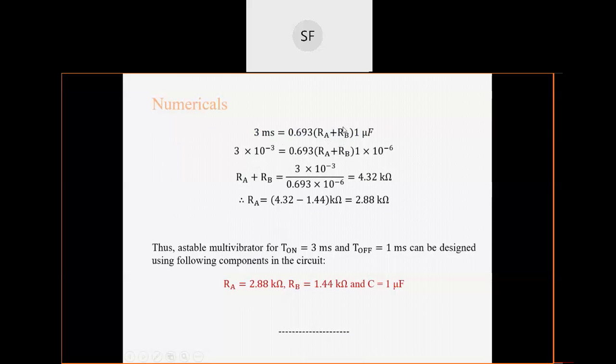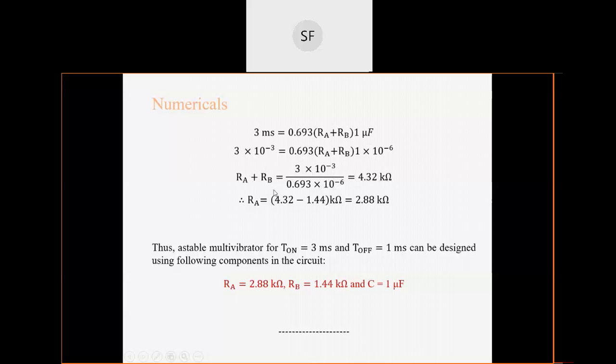RA plus RB. So for a while, I have just kept RA plus RB as it is. I have not put the value of RB here. I will put it later. Capacitor value is 1 into 10 to the power minus 6. Then RA plus RB I have collected on one side, and all the remaining terms are on another side. So after solving this, I got RA plus RB equal to 4.32 kilo ohm.